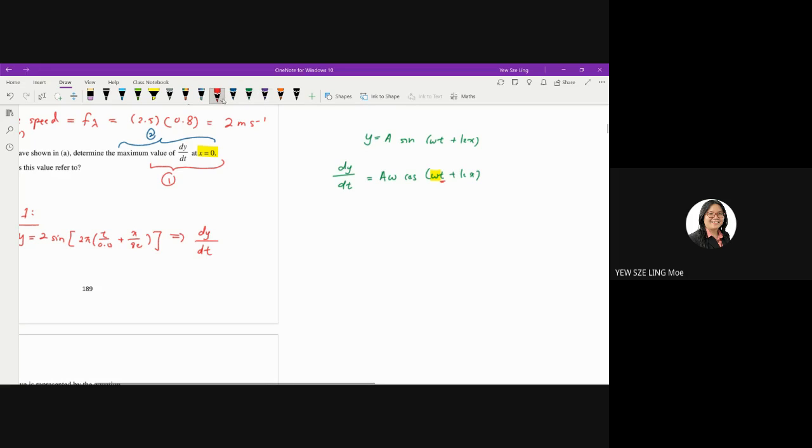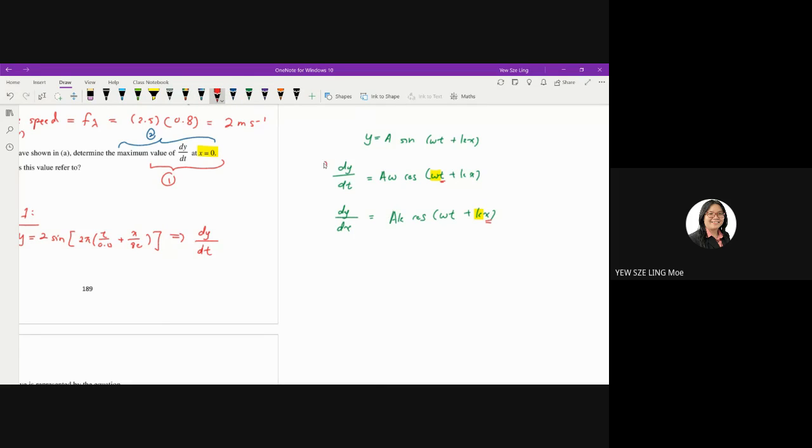Now, if you differentiate with respect to x, so if you want to calculate dy over dx, then it will be ak cos (omega t plus kx). That is because of the x right here. So you move k to the front of the trigo function, the cos function.